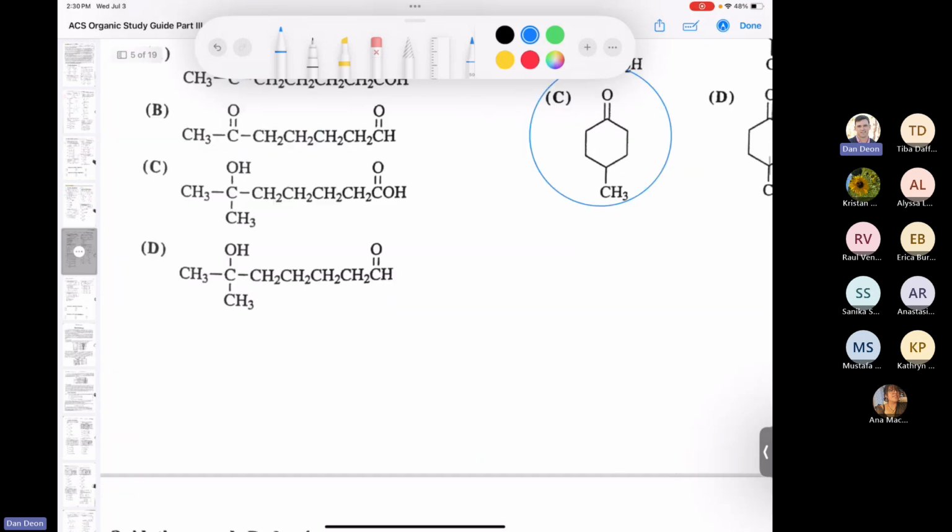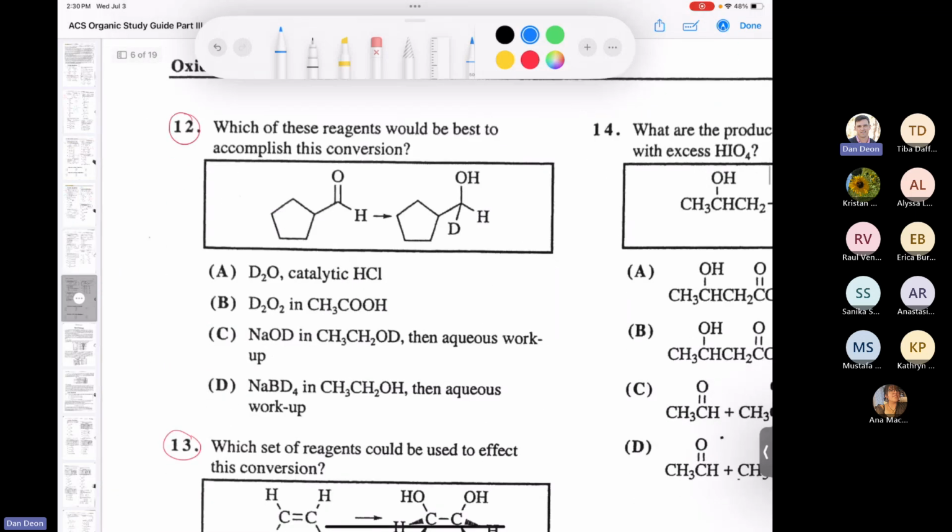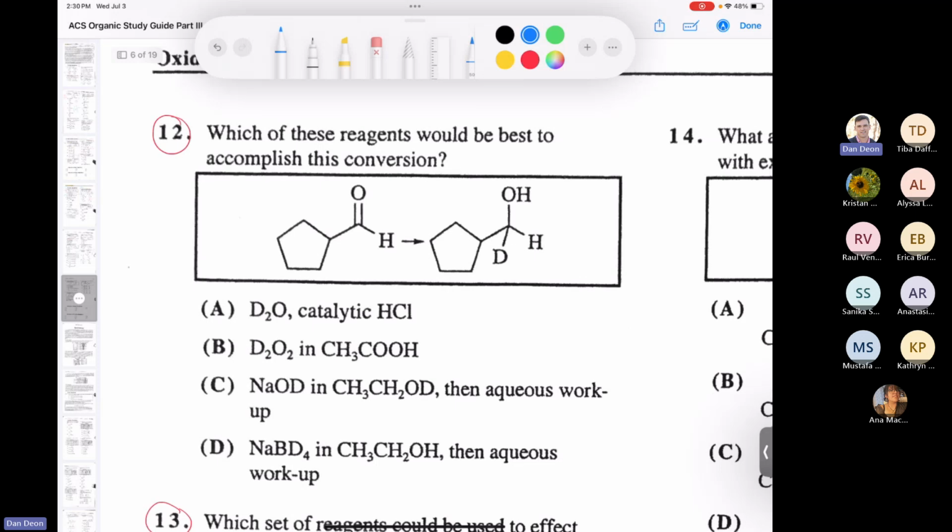Question number 12, I had that one circled. Yes, this one here. Which of these reagents would accomplish this conversion? So we're taking an aldehyde and we're converting it to an alcohol. So this is a reduction. So obviously it's got nothing to do with D2O and HCl. It's got nothing to do with this. It's got nothing to do with sodium deuteroxide and this kind of stuff.